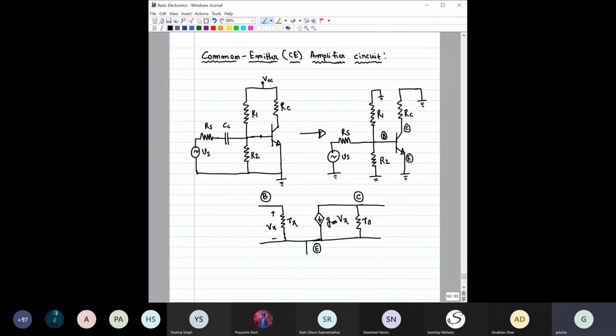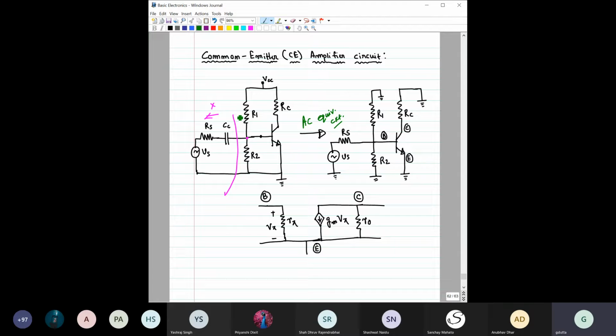First thing is that you have to do the DC analysis, right? And that is quite straightforward. We have also done it during the DC analysis part. You have to just remove this part and only do the analysis of this part. You have to use Thevenin and find VTH and RTH, and then try to find IB, IC, and VCE, right? So you'll get the DC part. So we're not focusing on the DC part here again, but rather what we are now focusing on is the AC part. Okay, so let us try to draw the AC equivalent circuit.